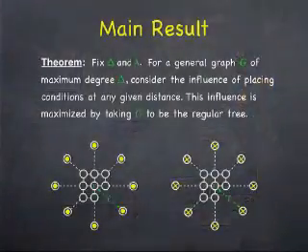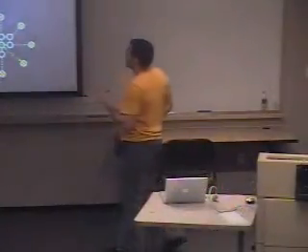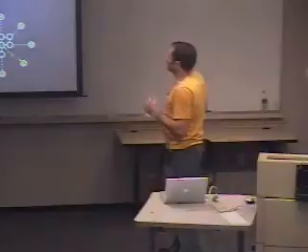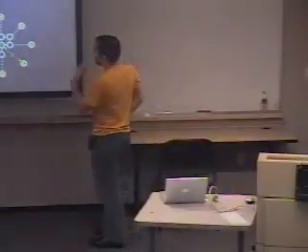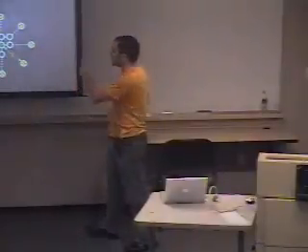And specifically, the main result here is the following. Fix any delta and lambda and look at a general graph of maximum degree delta, and again consider the influence of configurations at distance L on any arbitrary vertex V. Then this influence, the difference between the maximizer and minimizer of the probability that V is occupied, is maximized by taking G to be the regular tree. And this is true for any L, so it's a finite statement. It's not just in the limit.